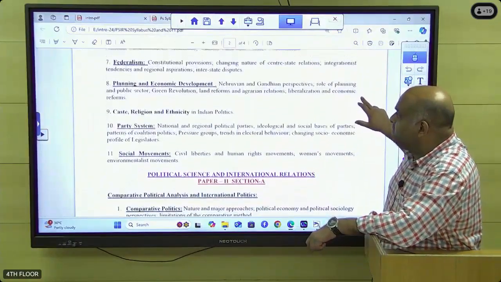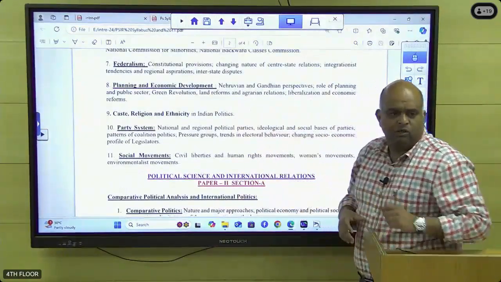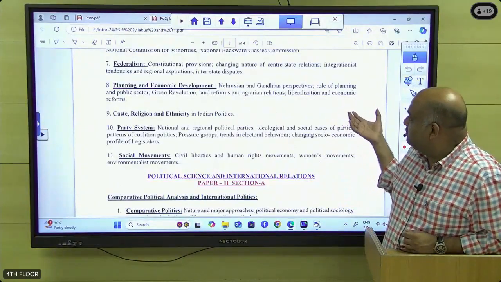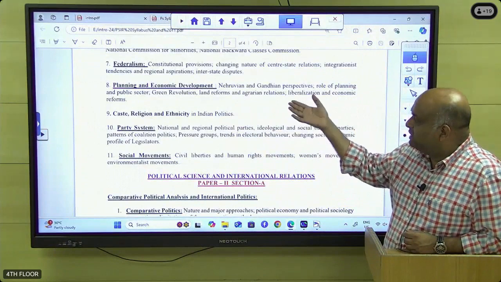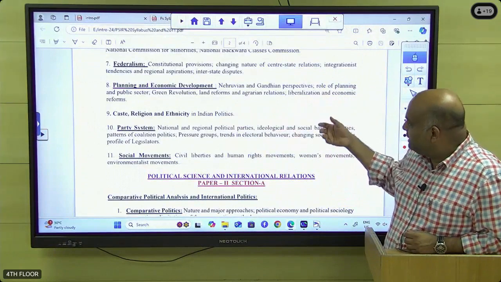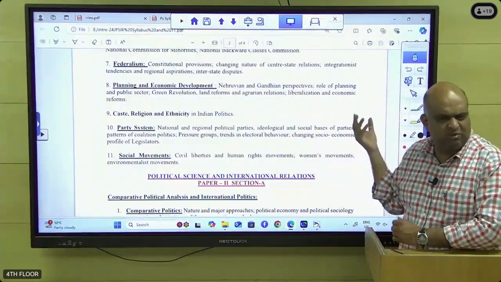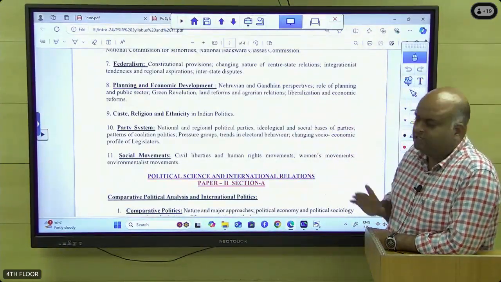And then the next chapter is planning and economic development. Your 11th economics book is there, no? Same thing, okay? Nehru and Gandhian perspectives, Planning Commission, public sector, green revolution, land reforms, agrarian reforms, liberalization and economic reforms. These things we'll be discussing. This is simple, a matter of one day only. Quickly we can do it.